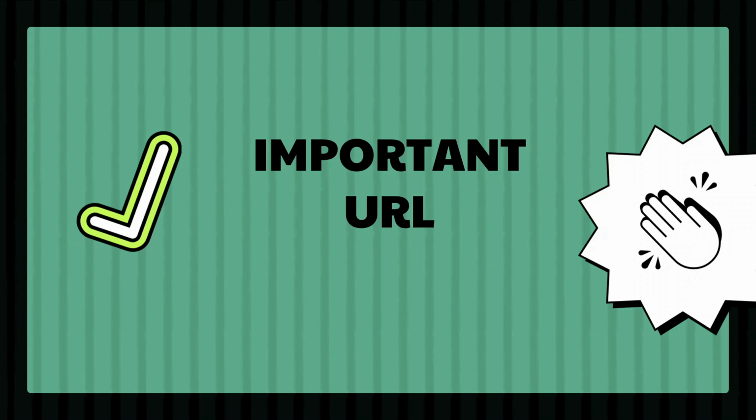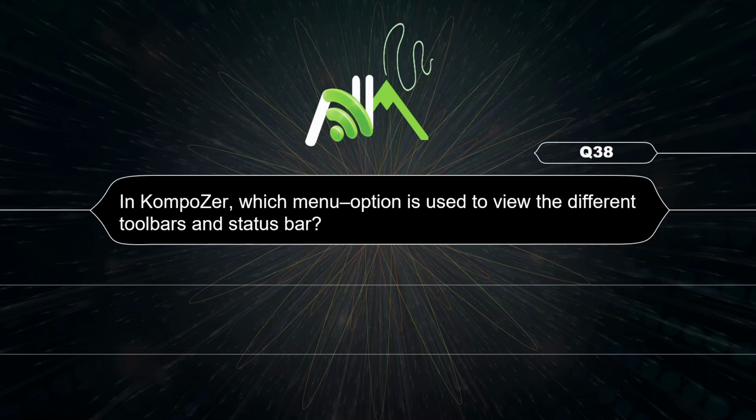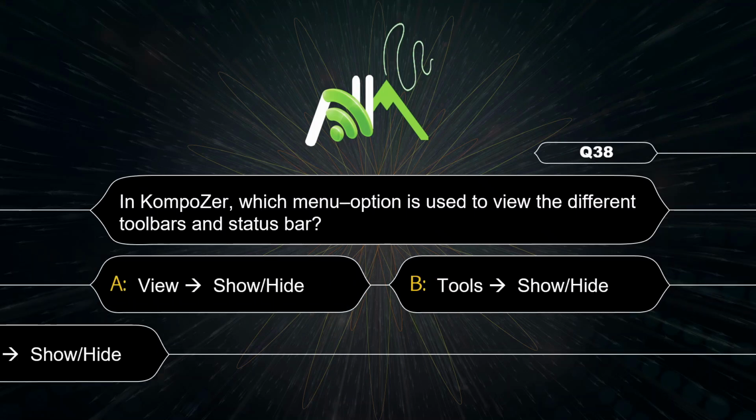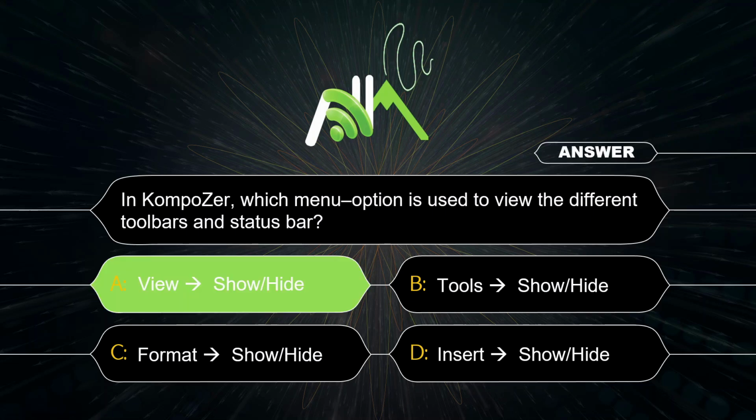Now all the important URLs we will see one by one. To view different toolbars or status bar, we have three toolbars: composition toolbar, formatting toolbar 1 and formatting toolbar 2. We have status bar, menu bar. To view or hide, we have to go in view menu, show or hide. From this menu we can show or we can hide also. It is like Google.